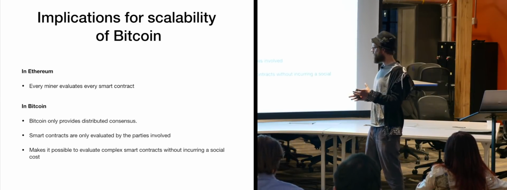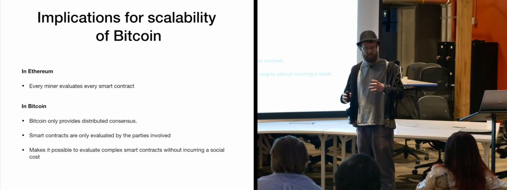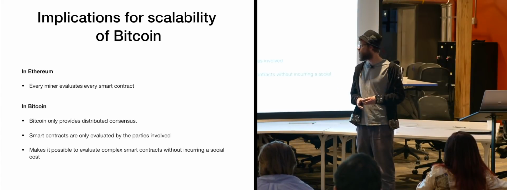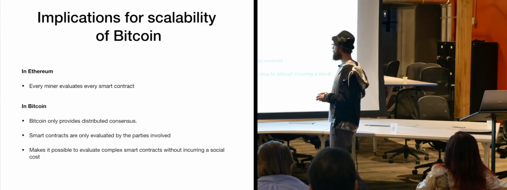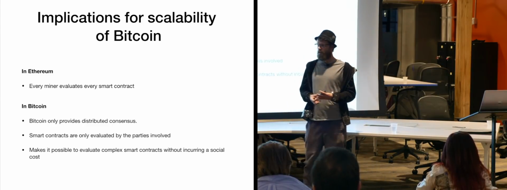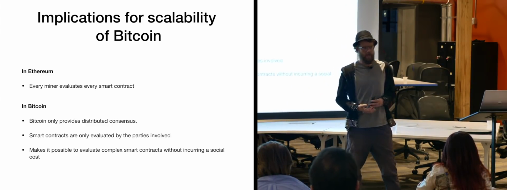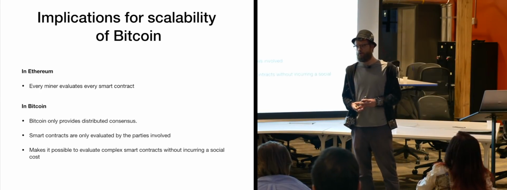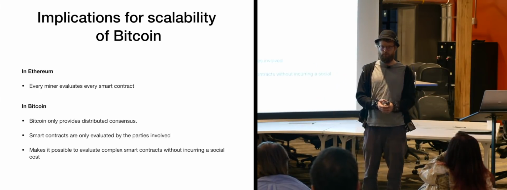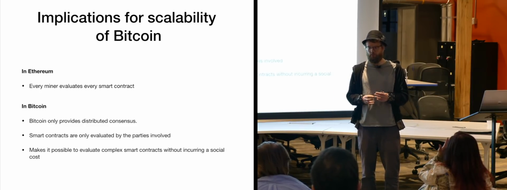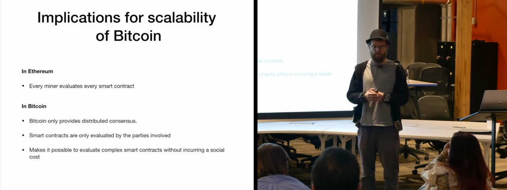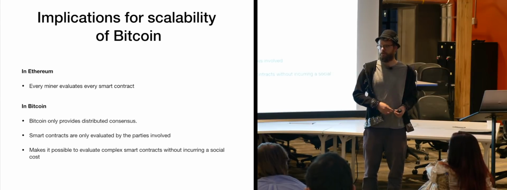And the smart contracts are built around this, making minimal use of this distributed consensus. The nice thing is that these smart contracts are only evaluated by the parties involved. So I can write a smart contract where accepting a token is an NP-complete problem, where you need a supercomputer to accept this token. But if everybody in that token is interested in the same thing, that's going to work for these people, and nobody else has to care.